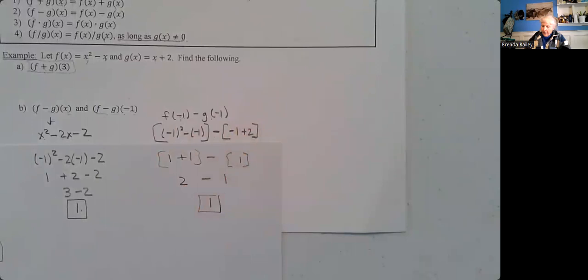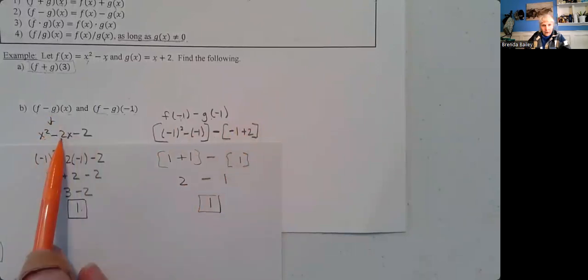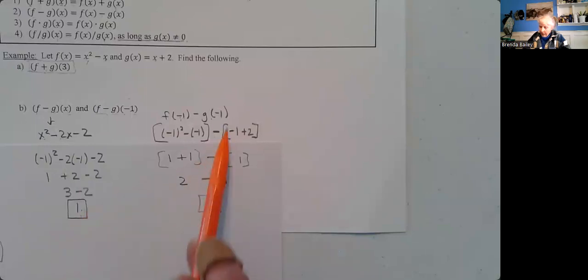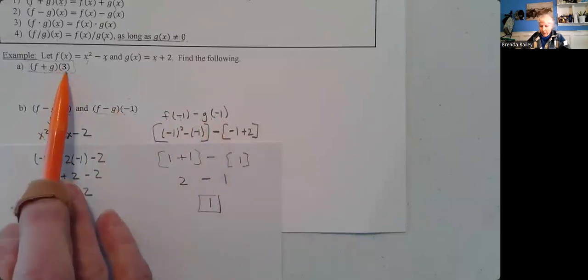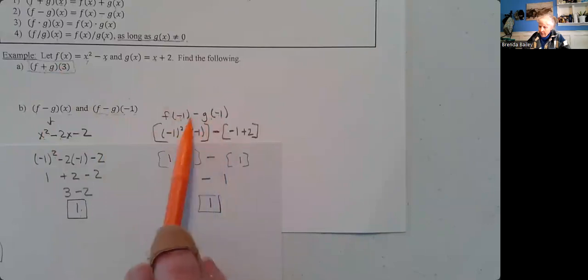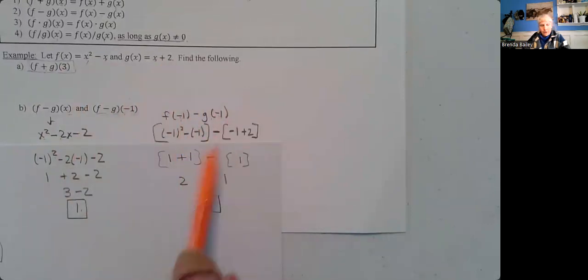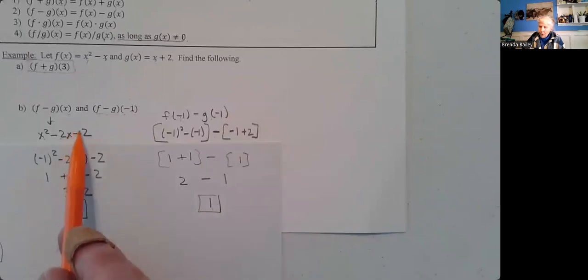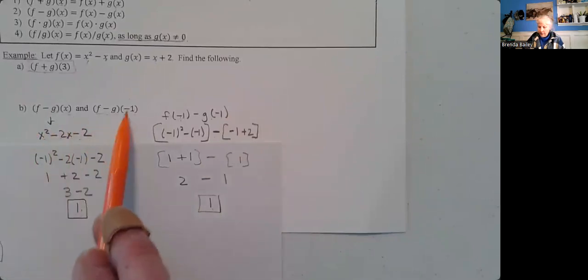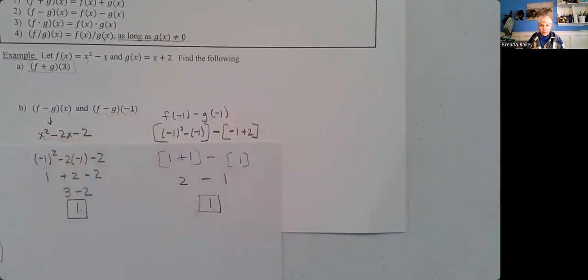So you can see that if you use the new function you found and put in -1, or you separate them, just like we did with the first one, put -1 into f, -1 into g, and then subtract those answers, you'll get the same answer. It's up to you. Sometimes if you know you have this right because Pearson's checked it, it might be easier to just put the -1 into the new function you found by subtracting.